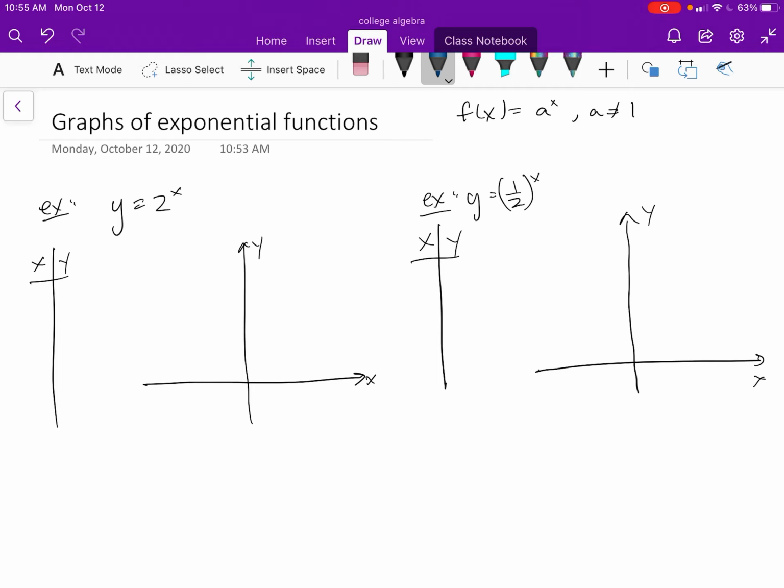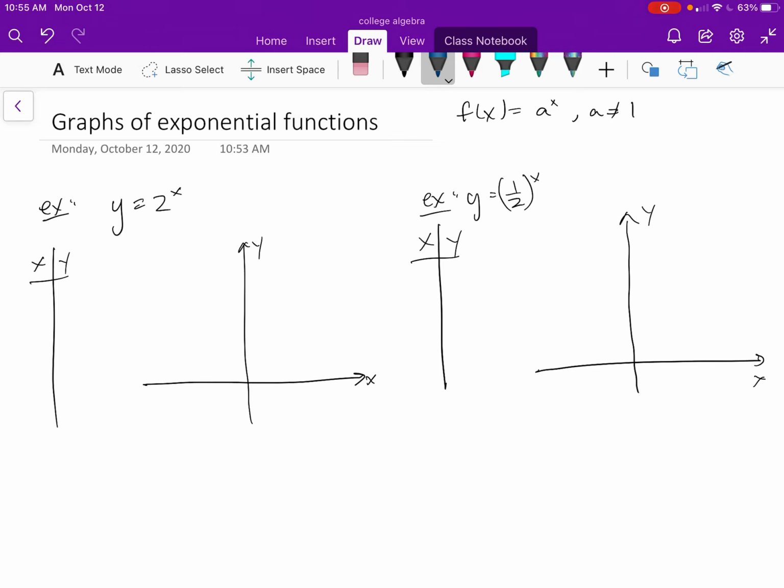So typically up until this point, our x has not been in the exponent, right? Our variable has not been the exponent. Now it is. And I also wrote a does not equal 1 because that would be boring. 1 to any exponent would always be 1. So we just have a horizontal line. So anything other than 1.